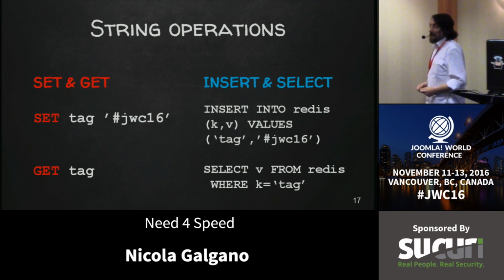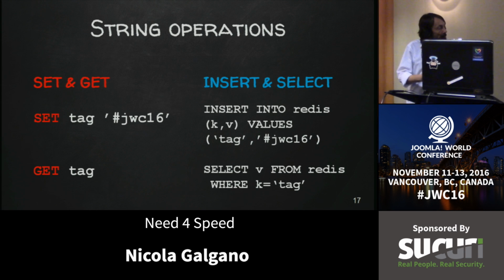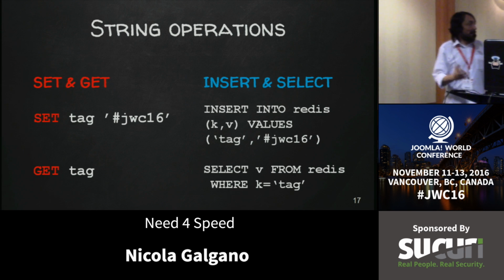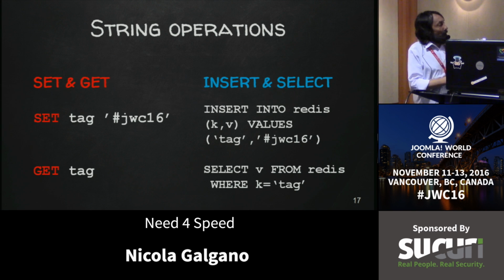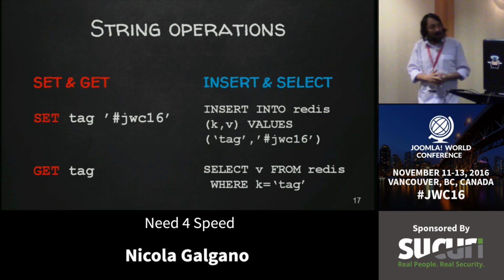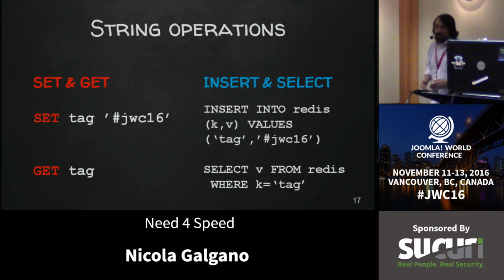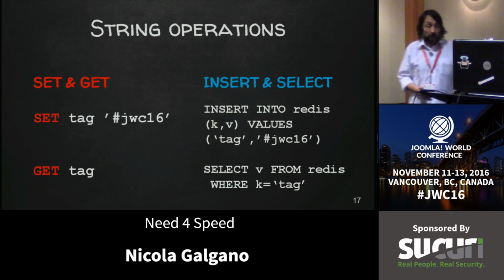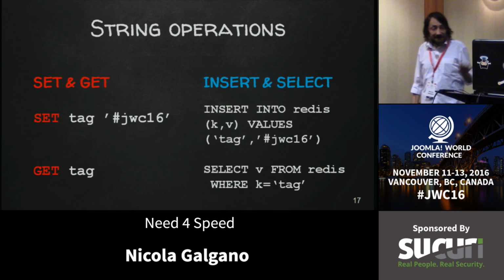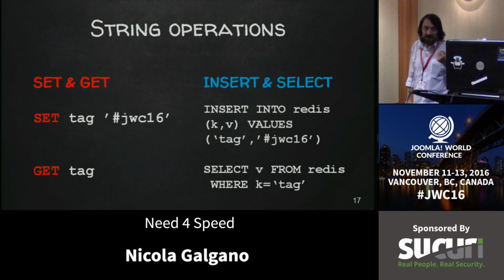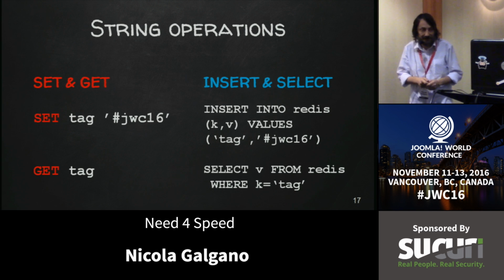Let's see how Redis can manage this. I made a comparison between relational databases and key-value stores. The most simple operations are to set and get data, and Redis has two simple commands for this. In this example, I'm assigning to the key tag the value hashtag JWC16.